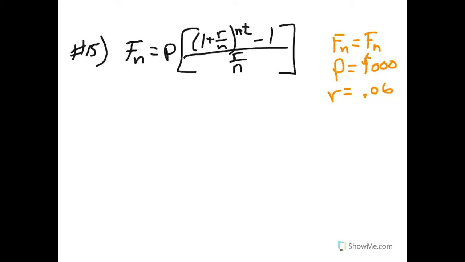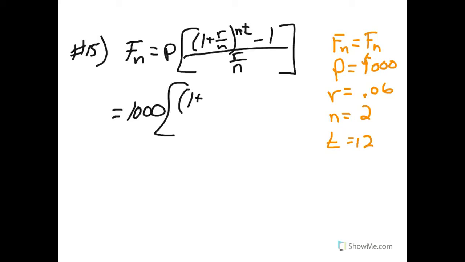So f sub n is the future value, p is the dollars per payment, r is the interest rate. Notice it says that's every 6 months. N is the number of times it's compounded per year. If the interest rate is 6% for half a year, that means it's being compounded twice. So n is 2. And the time is 12. It says for 12 years. Plug these numbers in. P is 1,000. R is 0.06. N is 2. Time is 12.